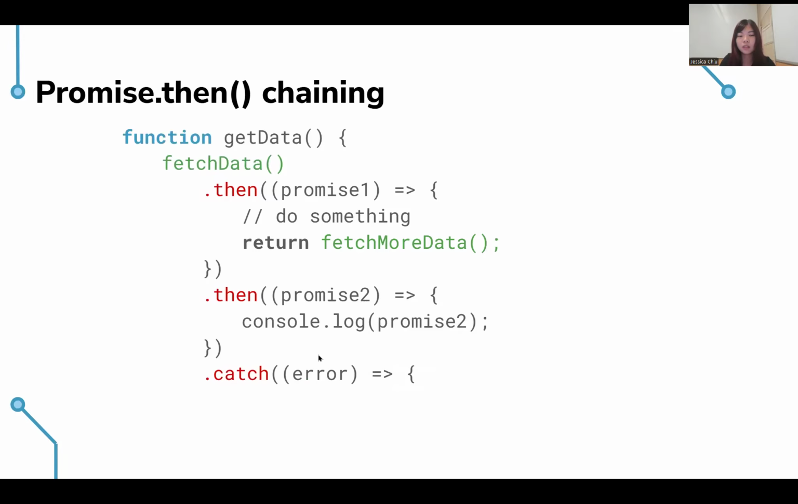At the very end, like the previous example, we need a catch. Okay. And this catch catches any errors from any of the promises in our chain of thens. Okay. So this is convenient because then we don't have to put a catch for every single then. We can just have one catch that can catch anything at the bottom of our chain. Okay.